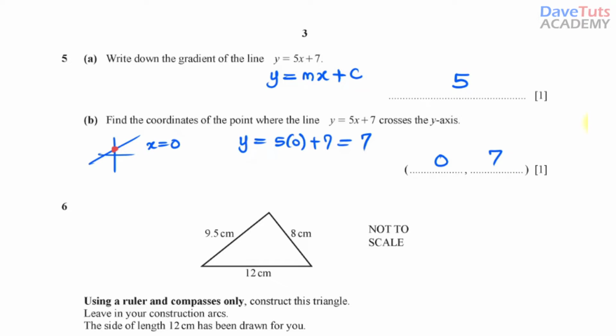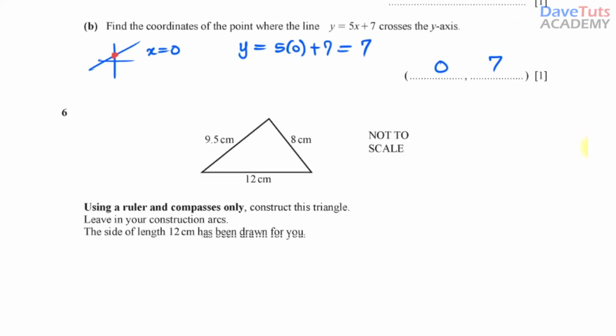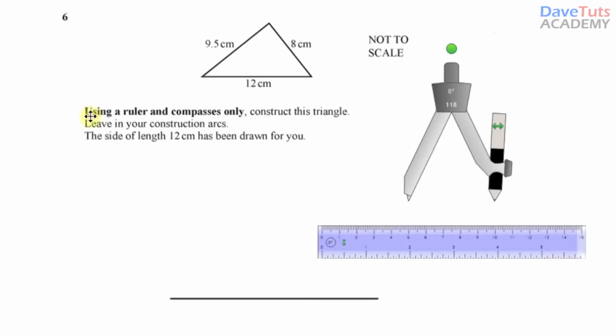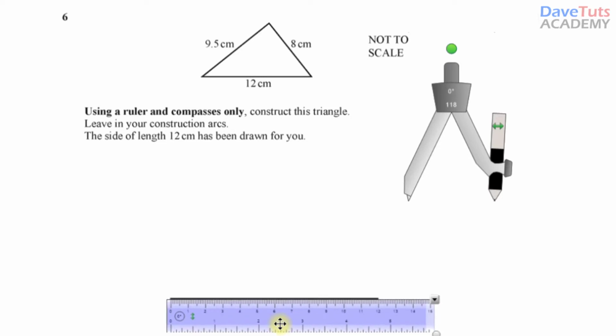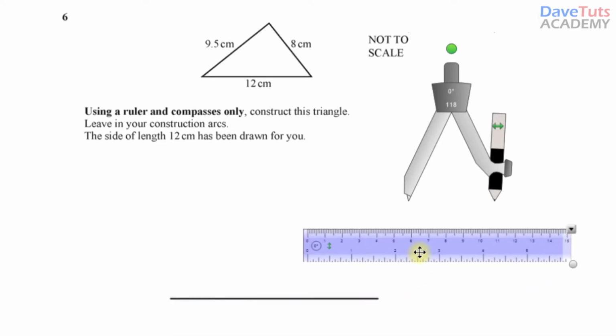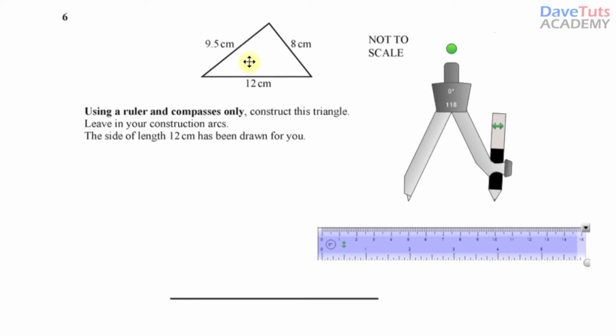Okay, so you can go and look at this question on construction. Here in this question, we're told that using a ruler and compasses only, we are to construct this triangle that is drawn. Okay, we are to leave in your construction arcs, and then the side of length 12 centimeters has been drawn for you. So let's confirm if this side of 12 is truly 12. So you can bring in a ruler and just check from end to end. So that is 12, and that is good and fine. So let's now measure 9.5 centimeters here.